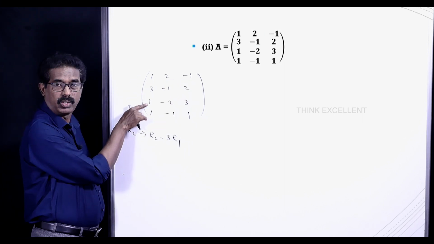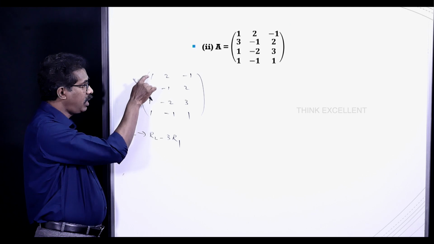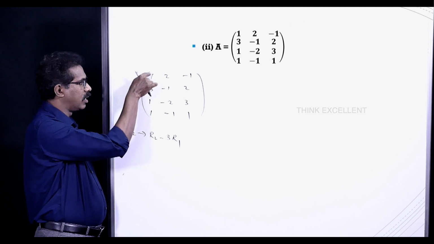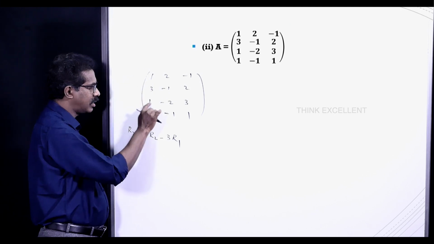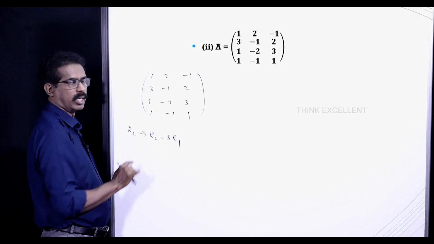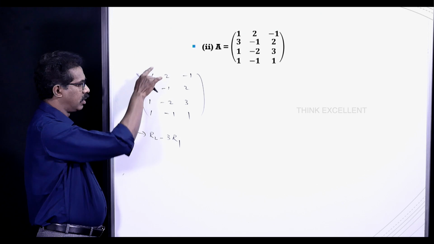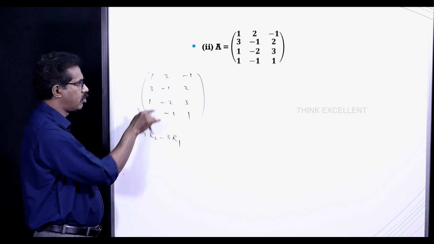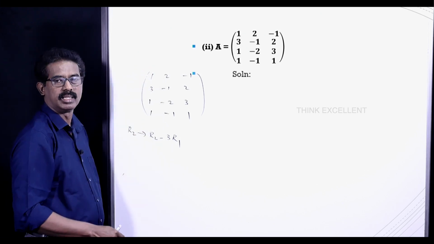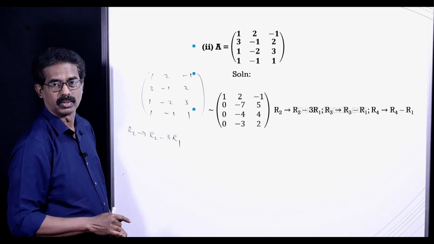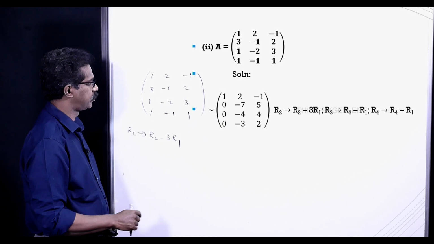How can you make this 0? This one only you have to use. 1 minus 1. So R3 is R3 minus R1. This one, how can you make 0? Same method. 1 minus 1. R4 is R4 minus R1. Okay, if you do that, you will be getting this step, right?